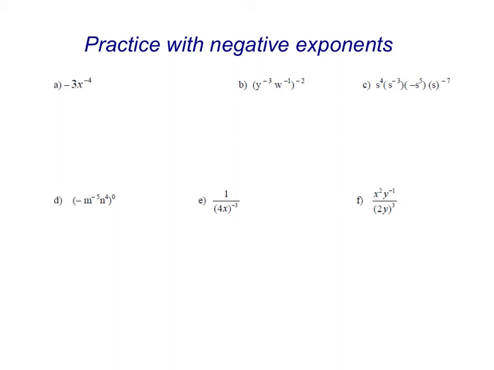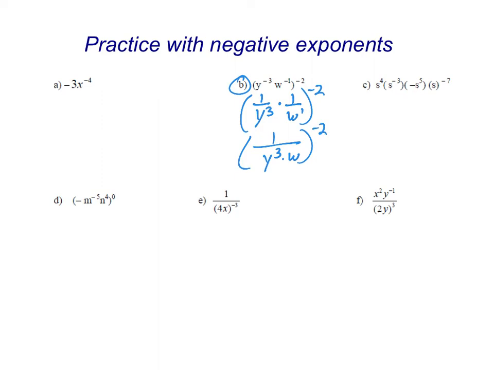Now I'm going to demonstrate one of these problems with you using your negative exponent property, and then I'm going to have you pause this and finish the rest of these problems. So let's take part B. I have y to the negative 3. That's 1 over y cubed times w to the negative 1. That's 1 over w to the 1st. All of that is being raised to the negative 2. So this would be 1 over, when you multiply your fractions, y cubed times w, raised to the negative 2.